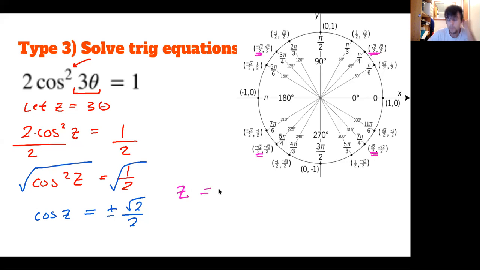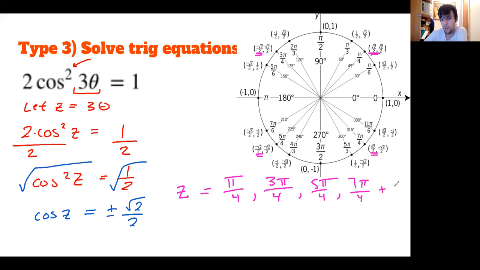So z is going to be equal to pi over 4, 3 pi over 4, 5 pi over 4, and 7 pi over 4. And any of those plus a multiple of 2 pi. So plus 2 pi n. So any of those, I could add a multiple of 2 pi n on there.